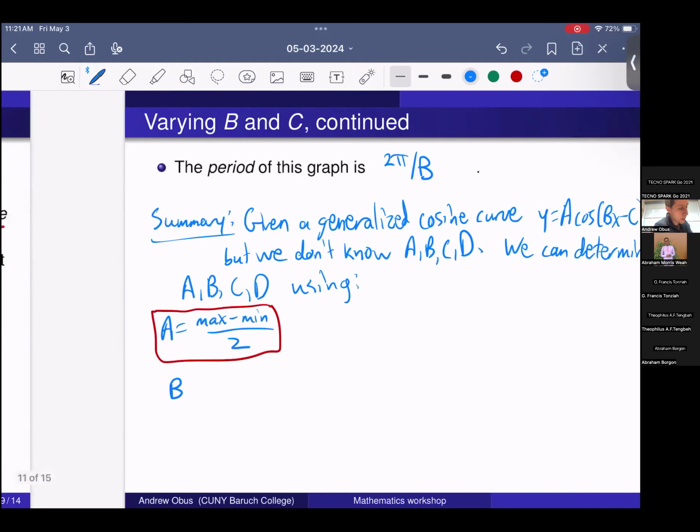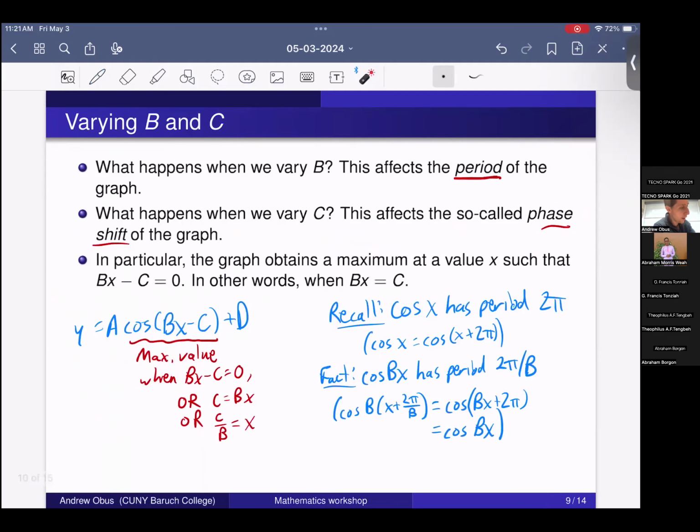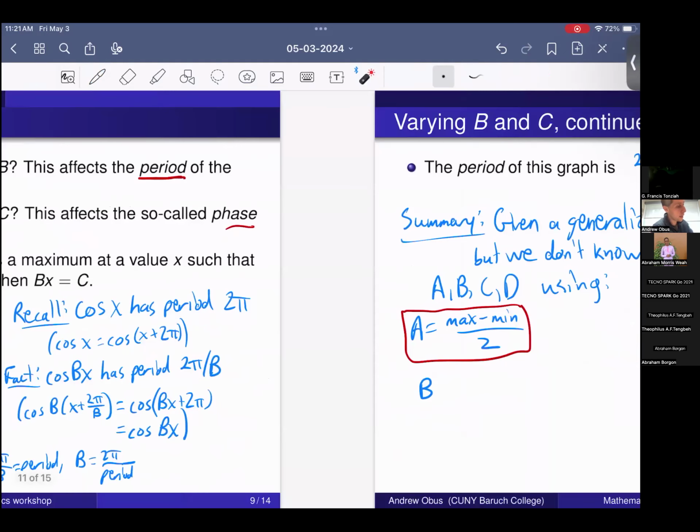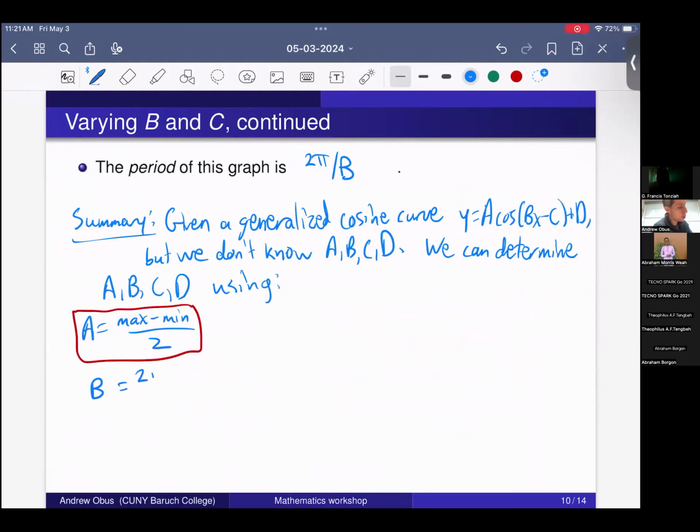Well, the period is 2 pi over b here, right? So if 2 pi over b equals the period, then b is equal to 2 pi divided by the period. That's what happens when we solve for b here. Multiply both sides by b and divide both sides by the period. That gives us this b. So b here is 2 pi divided by the period.